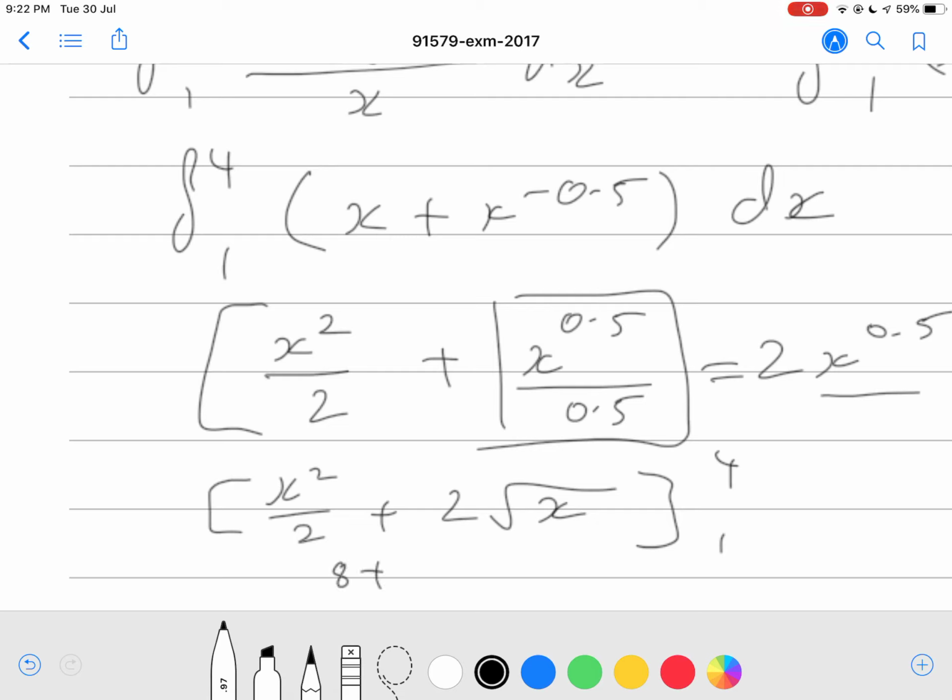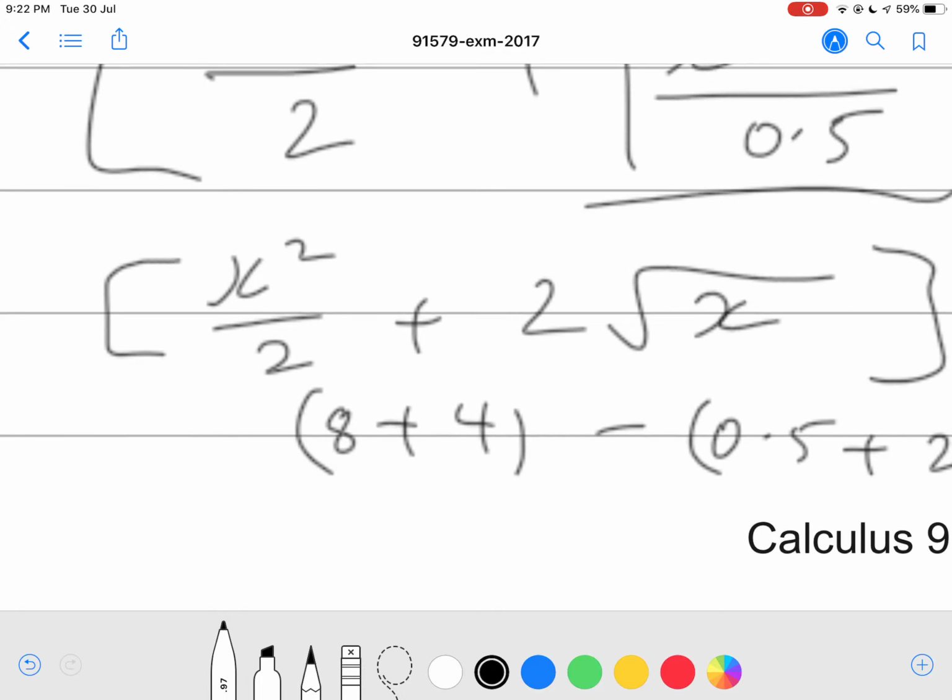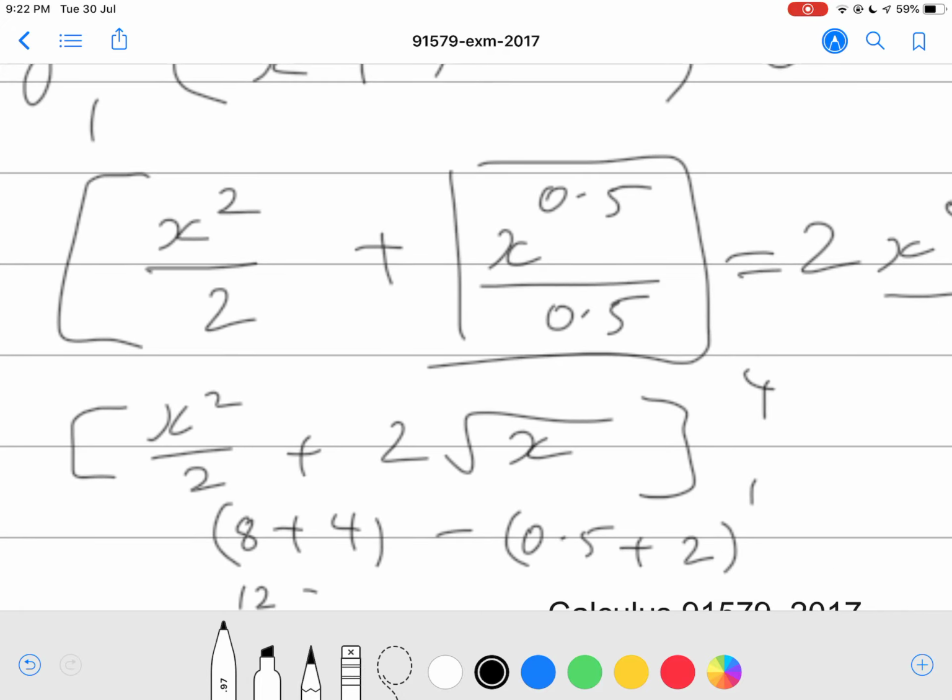so 8 plus square root of 4 is 2, 2 times 2 is 4, so 8 plus 4 minus 1 substitute into our equation, so minus 1 divided by 2 is 0.5, plus square root of 1 is just 1, so plus 2. So therefore, we should be getting our answer as 12 minus 2.5. And if you get your answer, you should be getting your answer as 9.5.